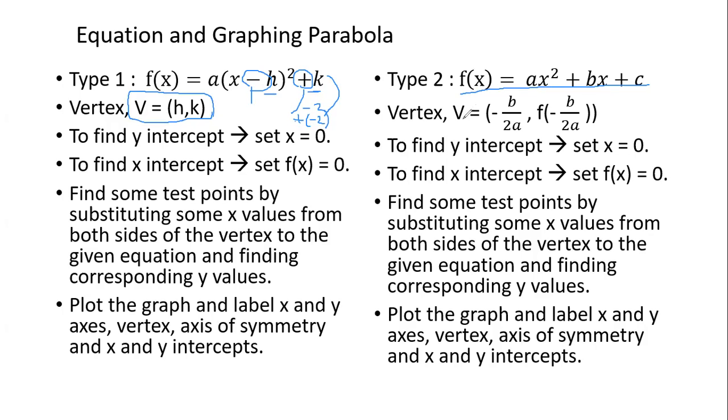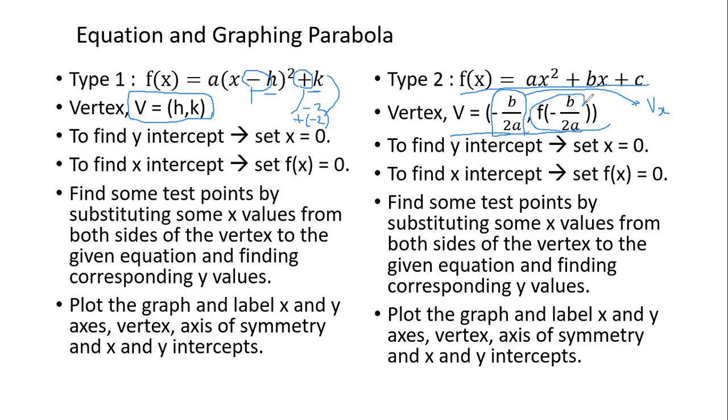The coordinates of the vertex are given by this formula. Don't be upset with this y coordinate. It looks complicated. All you have to do is calculate the x coordinate of the vertex, which is negative b over 2a. This is the x coordinate of the vertex, vx. Then, what is this one? This is the y coordinate of the vertex.